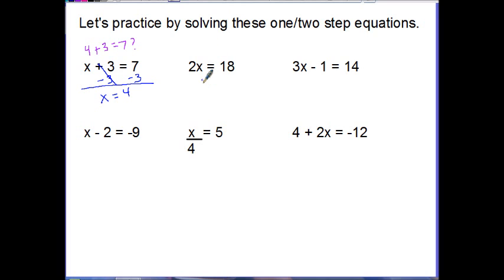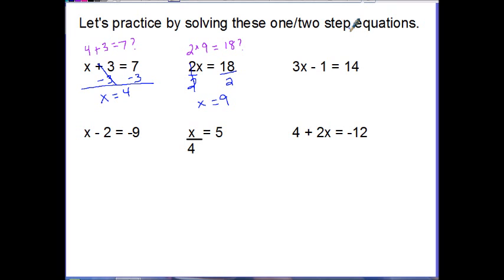2x equals 18. We have to do the opposite of multiplying by 2, so divide by 2 to both sides. 2 divided by 2 gives us 1. They cancel out. And it leaves me with x equals 9. When we check that solution and take 9, plug it in for x, we're left with 2 times 9. We want to know, is that equal to 18? Of course it is.